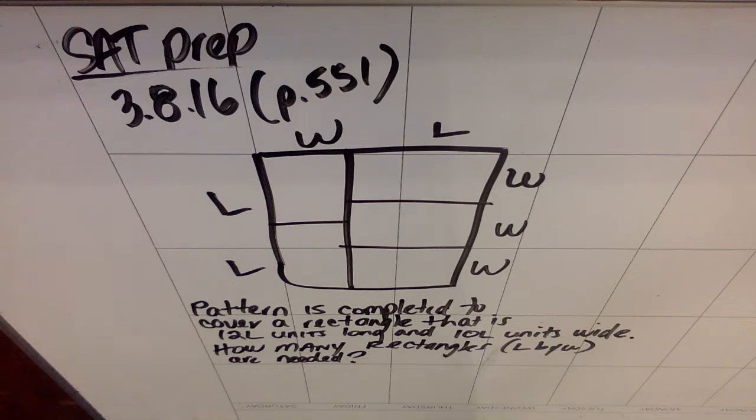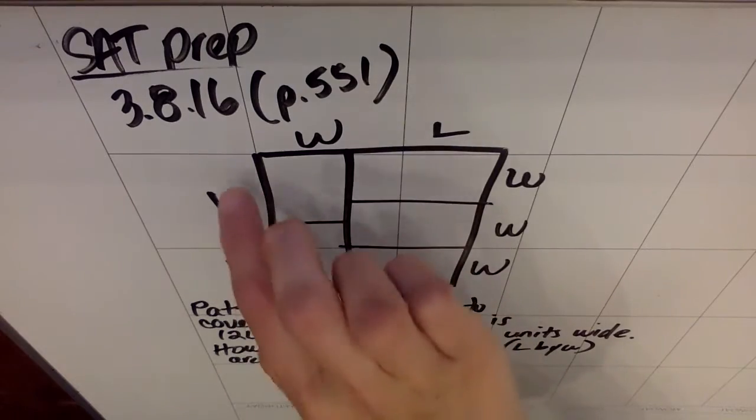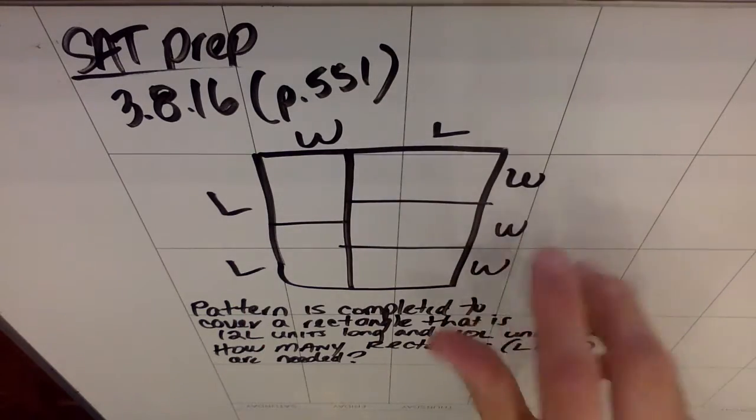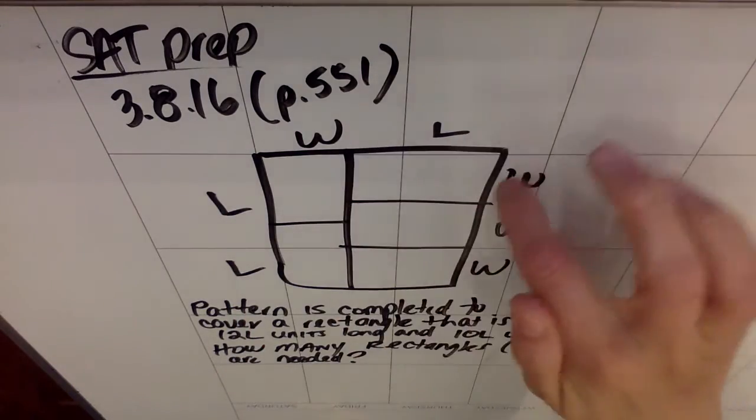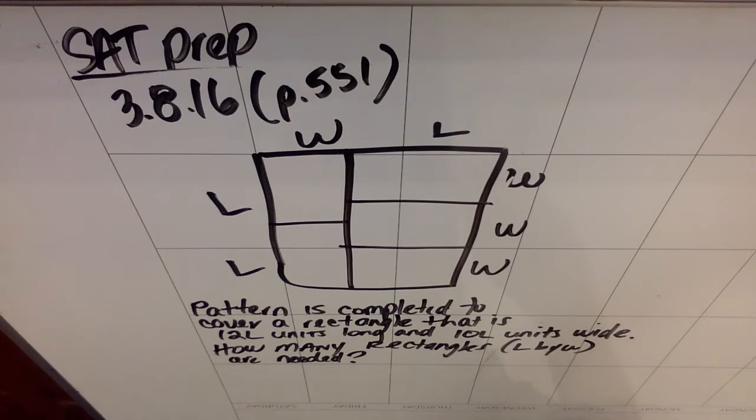So we have this pattern of tiles that have a length L and a width W, so the longer side is L, and so this is an L by W, and then sometimes some of them are oriented in the other direction where it's L by W, but they're the same size. The pattern above is completed to cover a rectangle that is 12 L units long and 10 L units wide. How many of these rectangles, meaning the L by W, are needed? Not this whole rectangle, but each one of these little rectangles.